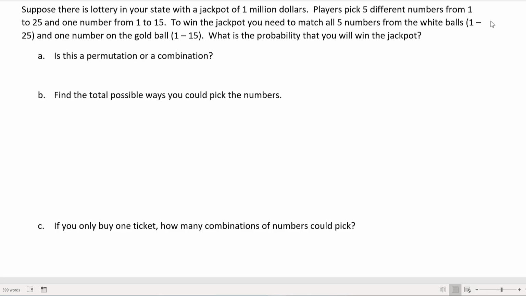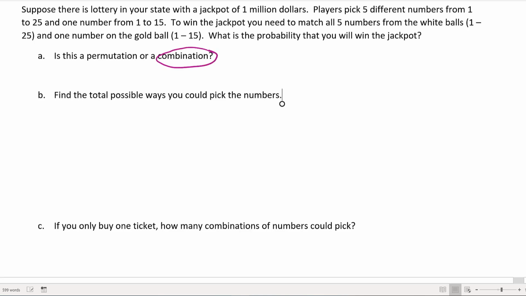So, is this a permutation where order matters or a combination where order doesn't matter? Well, it turns out this is a combination. No matter when the balls come out, because they're not replaced, they just order the numbers from least to greatest when they're putting out the numbers. So the order doesn't really matter when the balls come out of the machine.